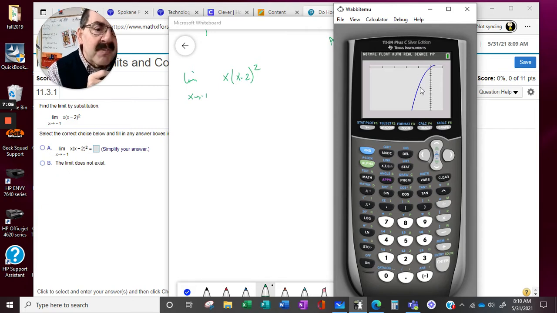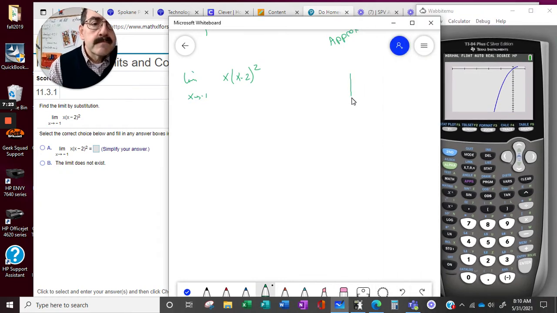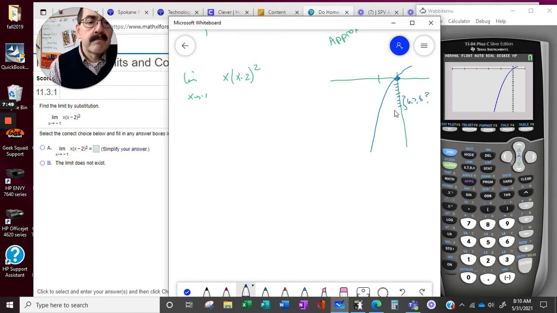Oh, yeah. Right there at negative 1, it's approaching something. 1, 2, 3, 4, 5, 6, 7, 8. Okay, so let's sketch this. Six, seven, eight, maybe. Somewhere in here. Now, as we approach x equals negative 1, what is happening here?